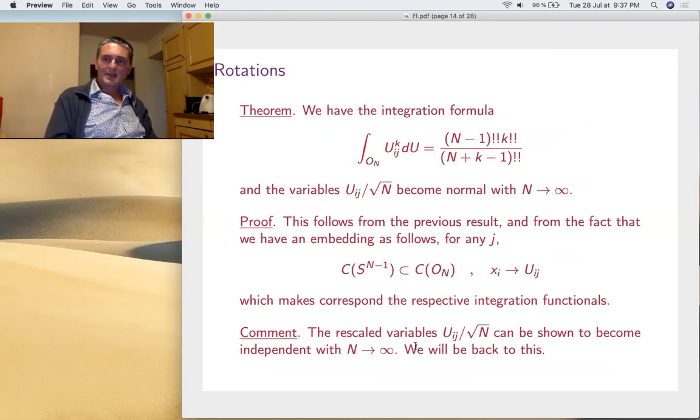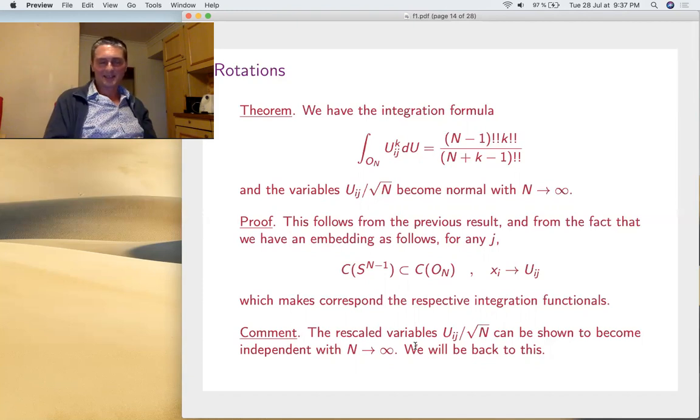Now, one more thing regarding the normal law. You take the group of rotations in R^n. This is called O_N. And the point now is that this has n squared coordinates, right? These are the n squared coordinates of the matrices. And these coordinates each follow a hyperspherical law.